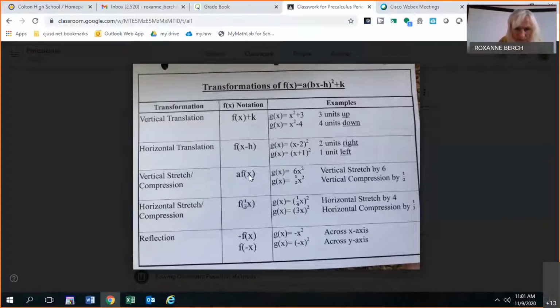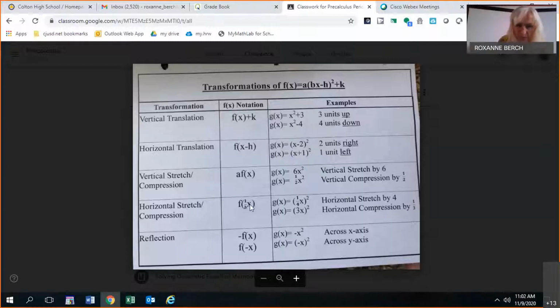A, which is outside the function, is vertical. So this would represent a vertical stretch. This would represent a vertical compression when you have a proper fraction, like 1/2, 2/3, 7/8, 11/12. Let's skip this one for a minute. Let's go to this one. When you have a negative outside, it's a reflection across the x-axis. When you have a negative inside the square, inside the cube root, inside the absolute value, inside the square root, it's a reflection across the y-axis.